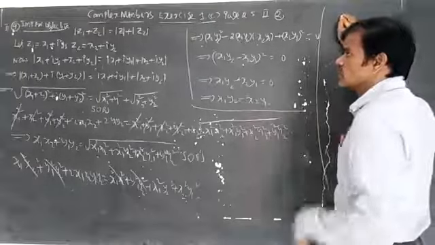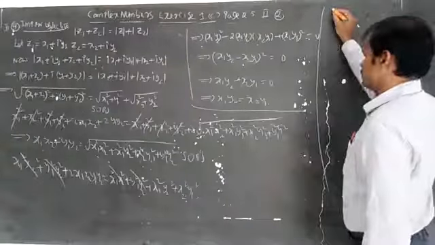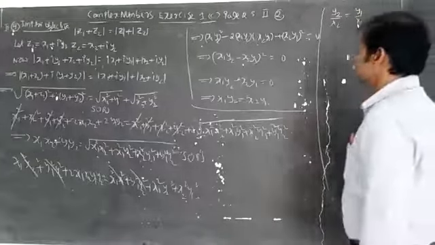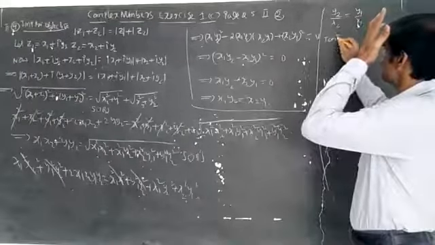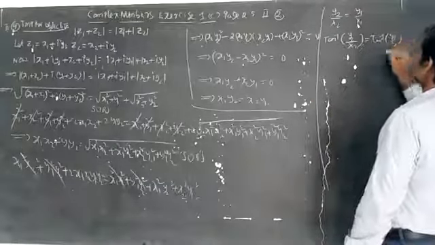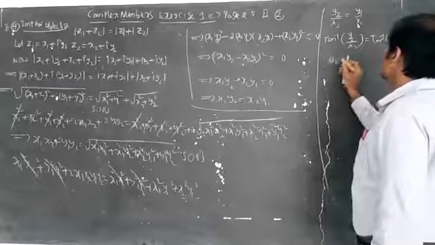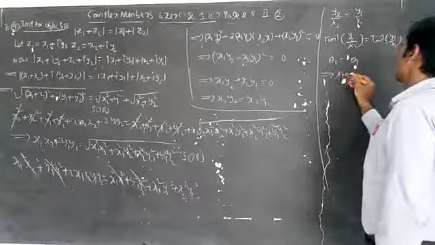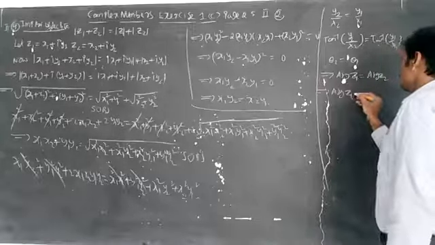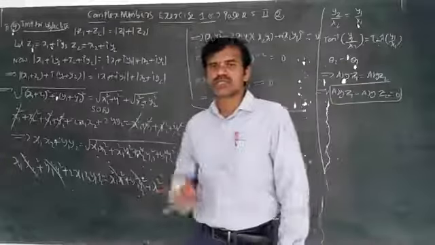So here we should prove argument z1 minus argument z2 is equal to 0. You write here y2 by x2 is equal to y1 by x1. You can apply tan inverse on both sides. Tan inverse of y2 by x2 is equal to tan inverse of y1 by x1. What is the tan inverse of y2 by x2? It is nothing but theta 2, and the other is theta 1. Theta 2 is equal to theta 1. So you can write argument z1 is equal to argument z2. Argument is nothing but theta. So argument z1 minus argument z2 is equal to 0. This is the proof of the objective synopsis.